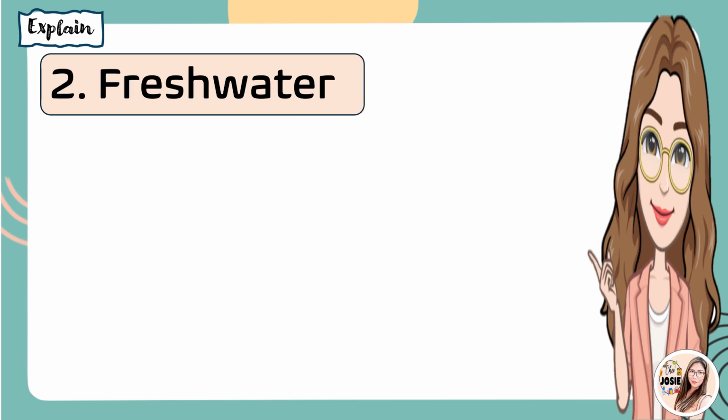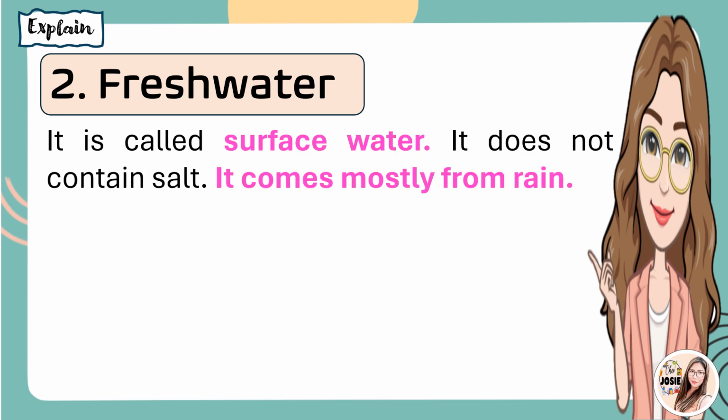The second source of water is what we call fresh water. It is called surface water. Unlike salt water, fresh water does not contain salt. It comes mostly from rain. Examples, we have the river. River is the largest fresh water. Example, we have the Cagayan River. Next, we have the lake. It is a body of water surrounded by land. Example, we have Laguna de Bay and Taal Lake.